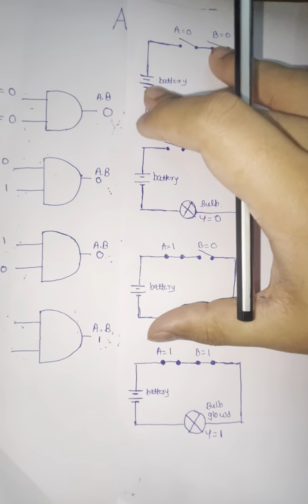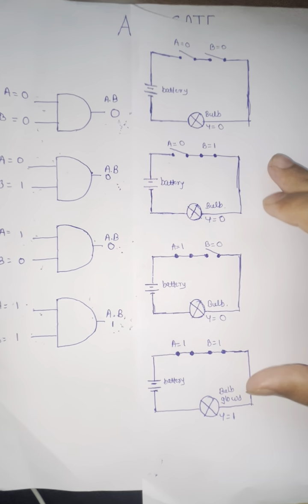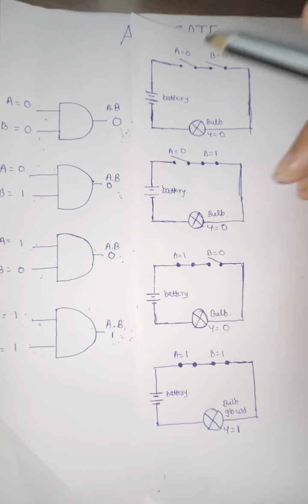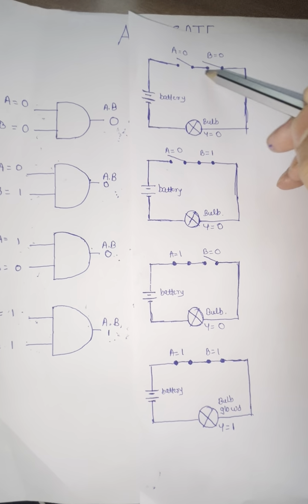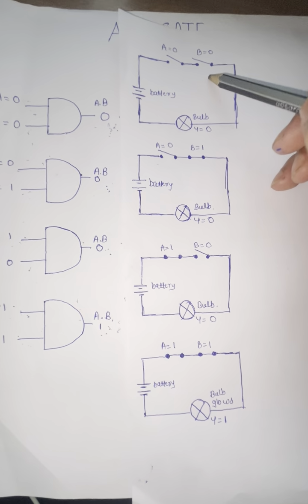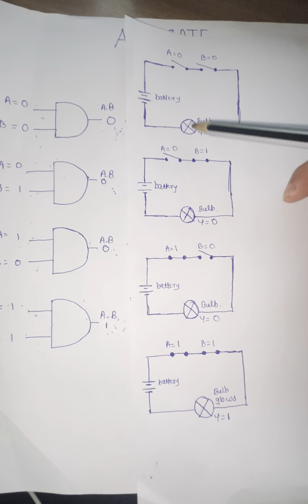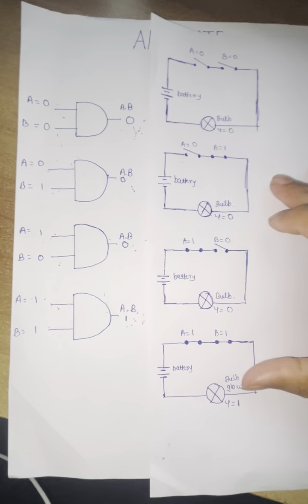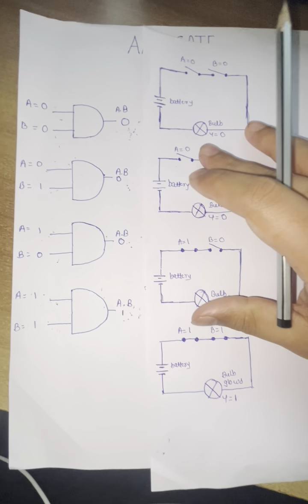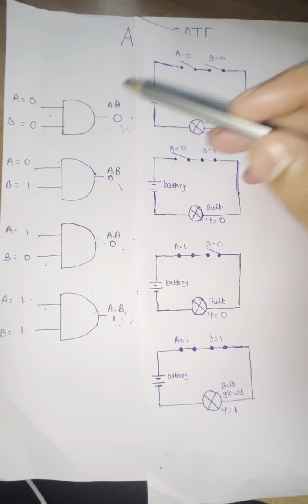So I have drawn some circuits over here. So it's a simple circuit. So it has two switches in series. This is important, in series, a battery and a bulb. So we are using this analogy to understand the behavior of an AND gate. So let's start with the first case.